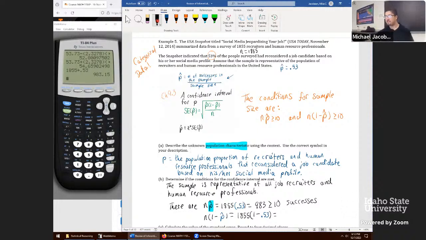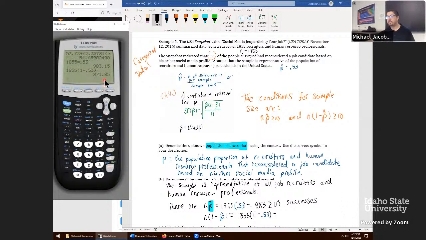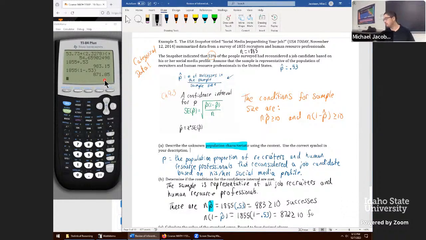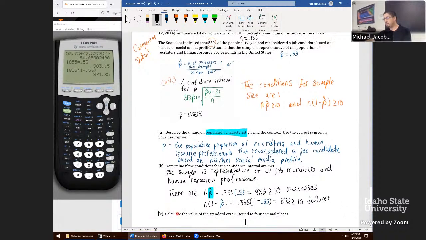So this will come out as, back to the calculator, 1,855 times 1 minus 0.53 gives us this quantity altogether. Let's round this one up to the nearest integer of 872, which is definitely in excess of 10 failures. Now is the moment to scroll down a little bit. So we have 983 successes, 872 failures in the sample.